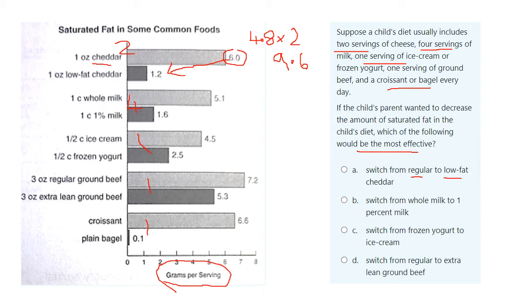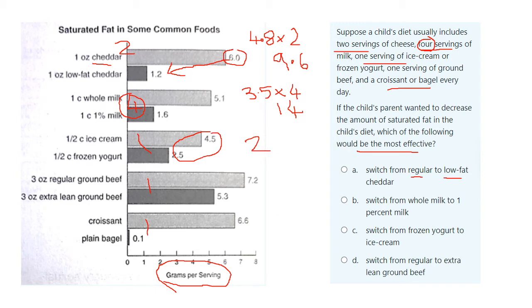For the milk, well, the milk is 5.1 going down to 1.6. So that would be a saving of 3.5. However, there are 4 servings of milk. So for the milk, we need to multiply by 4. 3.5 multiplied by 4 gives us a saving of 14. The frozen yogurt to the ice cream, well, here we have a saving of 2.